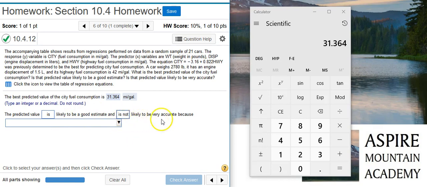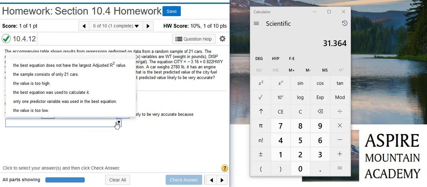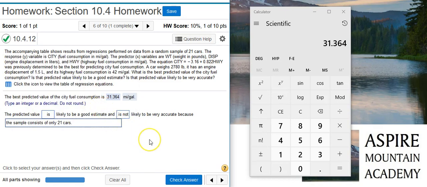The reason why it's not likely to be very accurate is your sample size is really small. You've only got 21 cars, so you've got 21 data points in your data set. That's not a whole lot. So because we've only got a small sample size here, that regression equation is not likely to be very accurate.